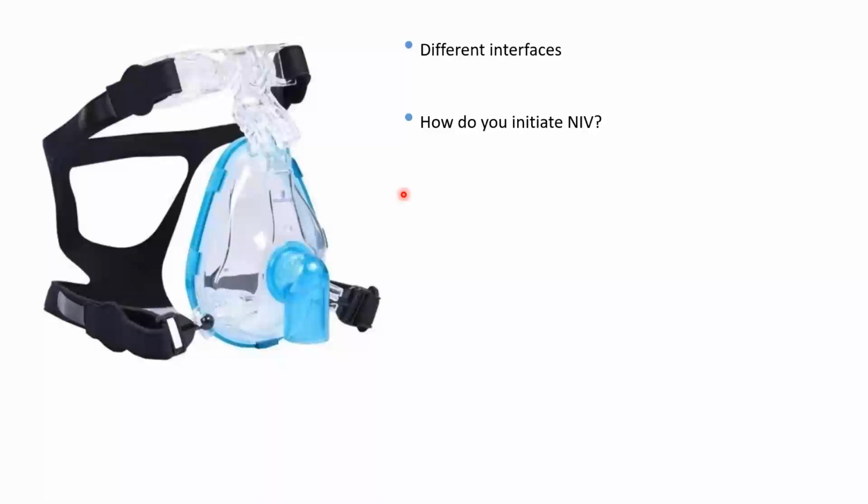So now we have to start NIV on a patient. How do you start? It depends upon the respiratory rate of the patient, sir. If the patient is tachypneic, and it depends upon the indication, why we are putting it. So the indications will go next.